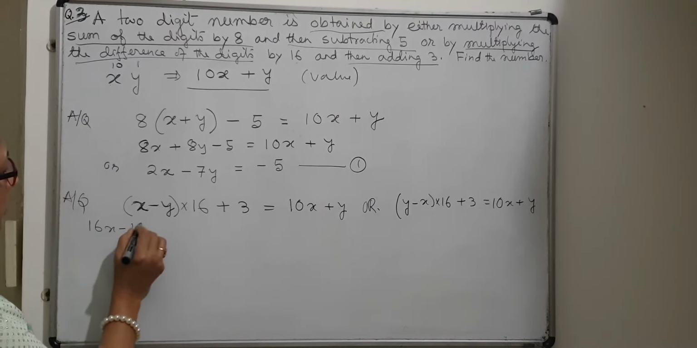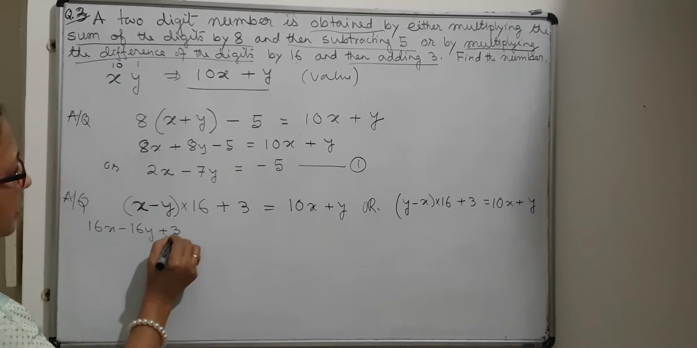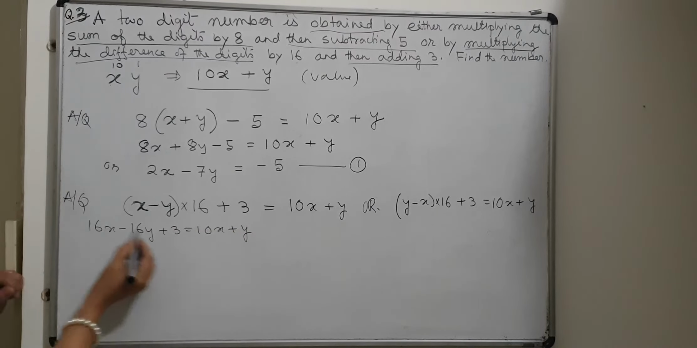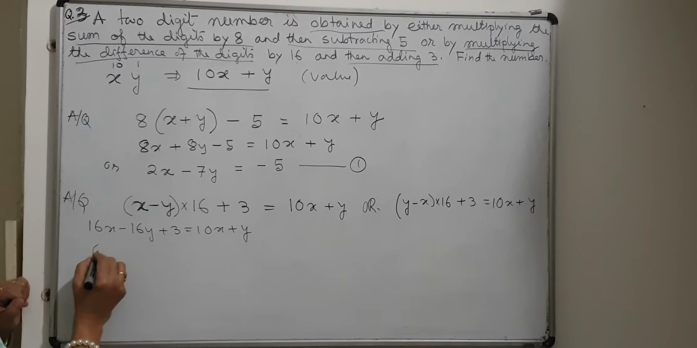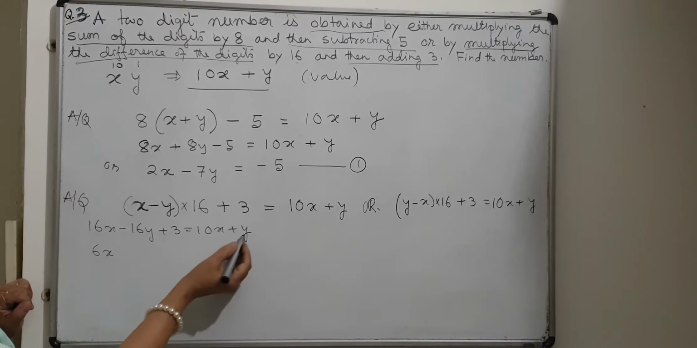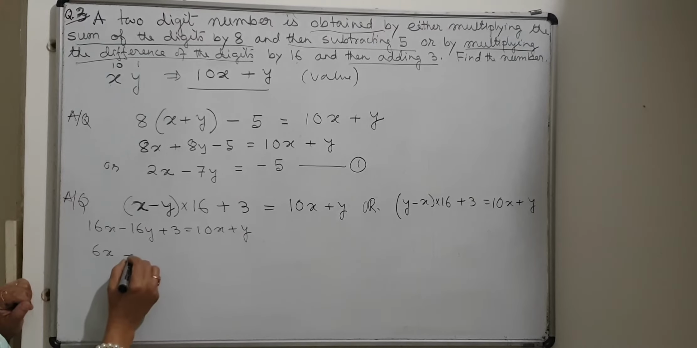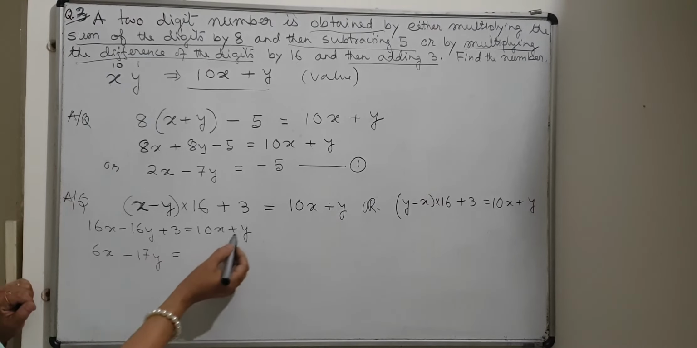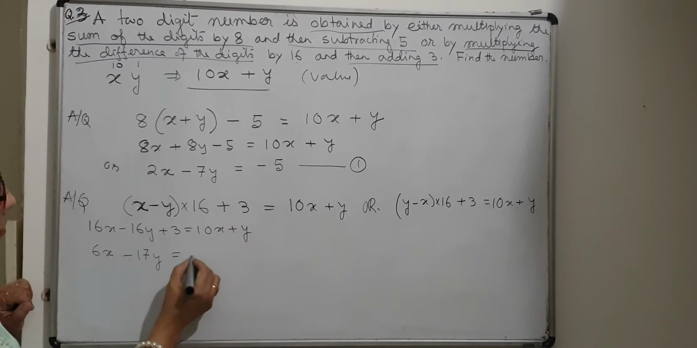16x minus 16y plus 3 is 10x plus y. So bring this to this side, so it is 6x, and this will come to this side, it will become minus 17y, and then this will go to that side, it will become minus 3.